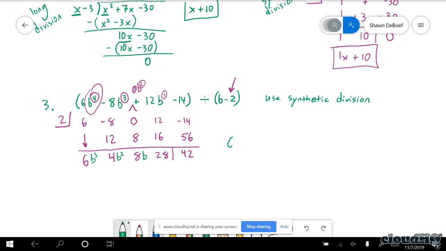So let's write the answer down: 6b to the 3rd, and then it's a positive 4, so plus 4b to the 2nd, plus 8b, plus 28, and then my remainder is this 42, so we're going to write a remainder in this way. So plus a fraction, 42 is the remainder that goes in the numerator. And then what was I dividing by? Not 2, but I'm actually dividing by b minus 2. That's what goes in the denominator.